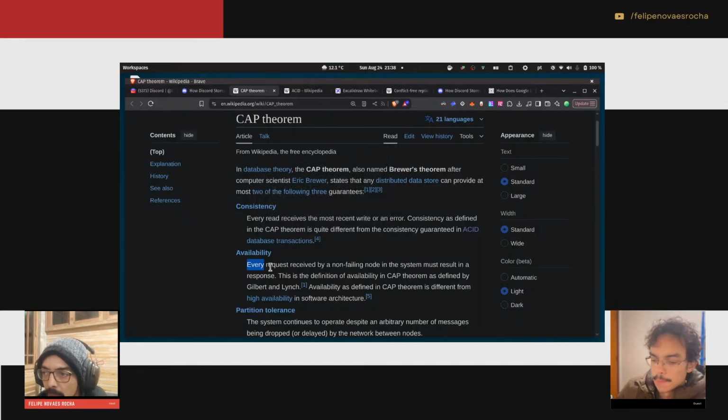Availability: every request received by a non-failing node in the system must result in a response. That is the definition of availability in CAP as defined by Gilbert and Lynch.